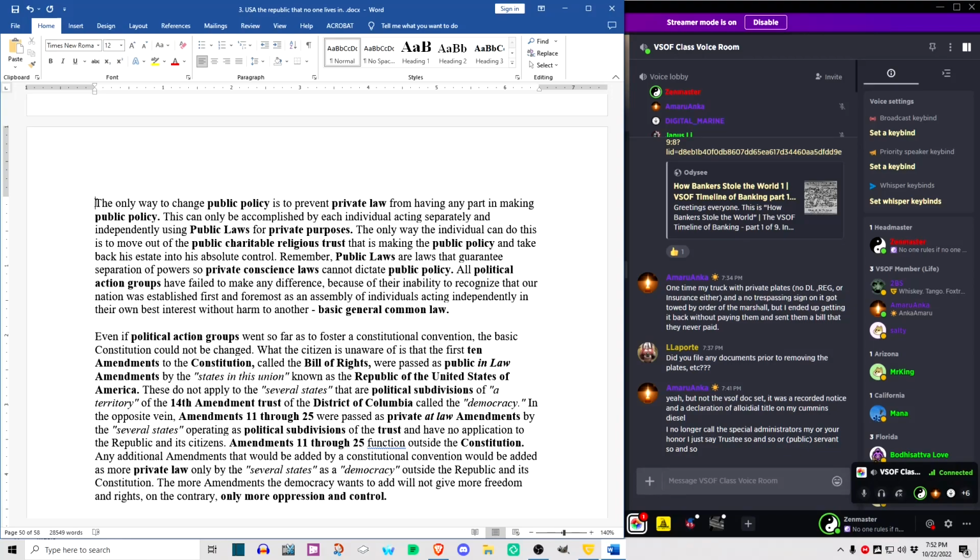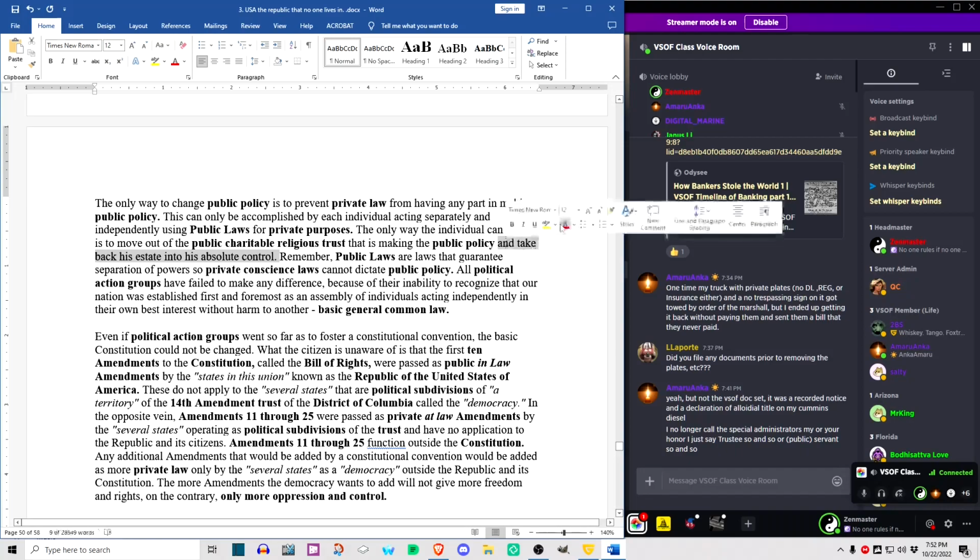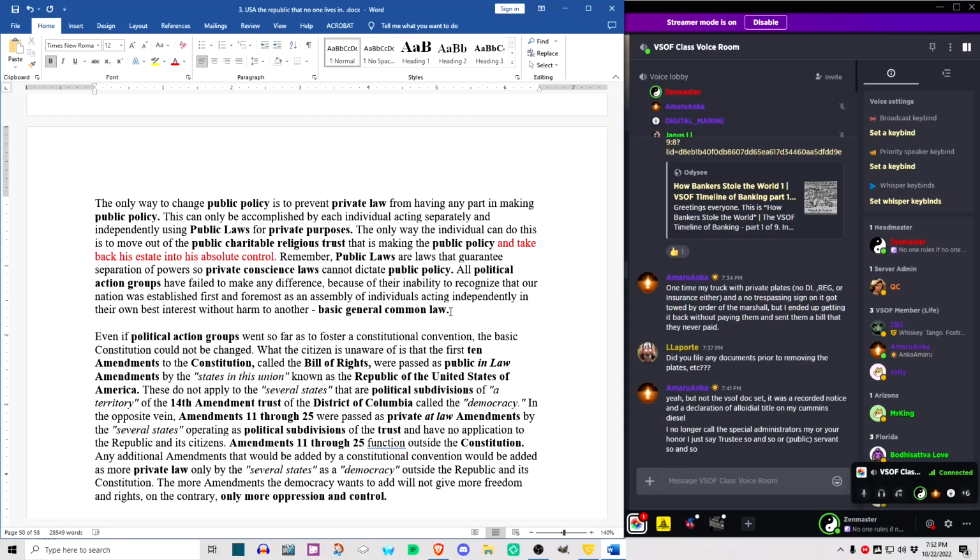The only way the individual can do this is to move out of the public charitable religious trust that is making the public policy and take back his estate into his absolute control. That's the point. If you do not do this, you have no title. If you do not do this, you have no standing. And that's where everybody's missing the train here.